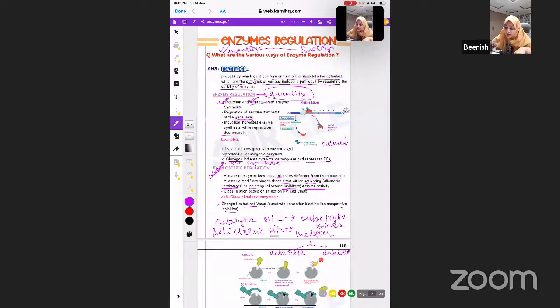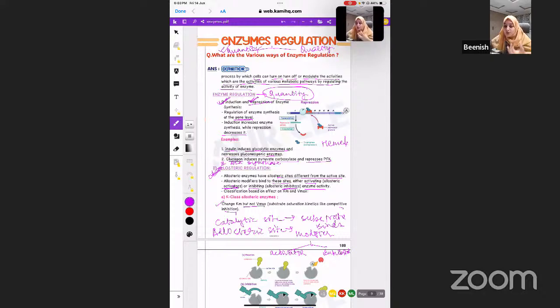For example, like I told you, ALA synthase, an enzyme which is involved in heme synthesis. When the level of the heme in the body is low, what will happen? The structural genes that are synthesizing your ALA synthase are going to be induced or activated. So what will happen? Your ALA synthase synthesis will be increased. More of ALA synthase will be produced, and hence more of heme will be produced. So that is how you bring about enzyme regulation, by controlling the amount of enzymes synthesized.